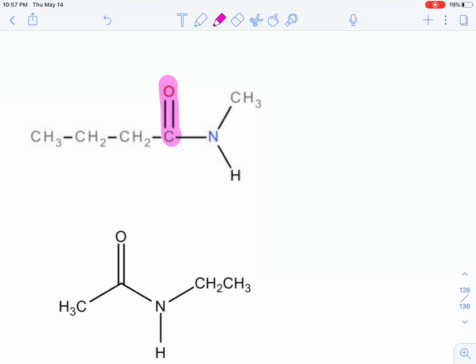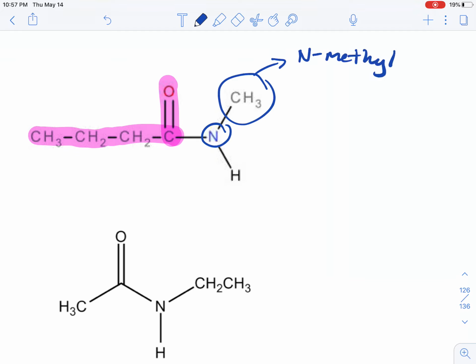And so I recognize that this is my carboxylic acid derivative, so any carbon that's attached to the carbonyl carbon is probably going to be my parent chain. So that means that this carbon that's attached to the nitrogen is going to act as my N substituent. So this is going to be N-methyl, very similar to what you did for secondary amines and tertiary amines.